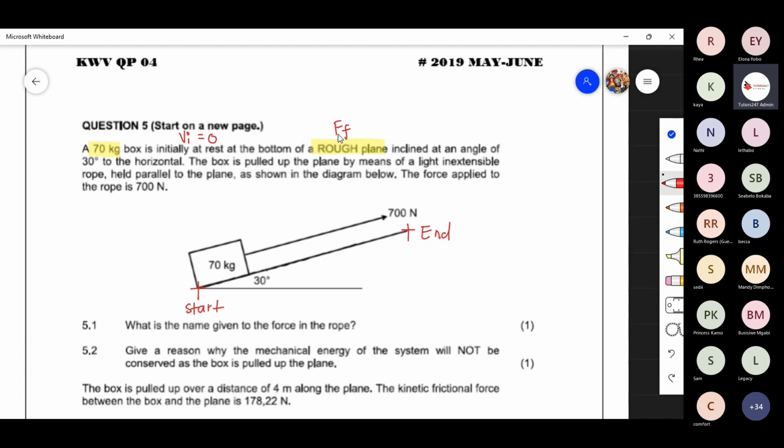So because the object is being pulled up by a string, keep in mind, whenever we are dealing with a string or cable, there is tension involved. So this is now going to be our tension force. The box is pulled up the incline by a light, inextensible rope held parallel to the plane, as shown in the diagram below. The force applied to the rope is 700 newtons. So we now know that our tension force has a magnitude of 700 newtons, okay?